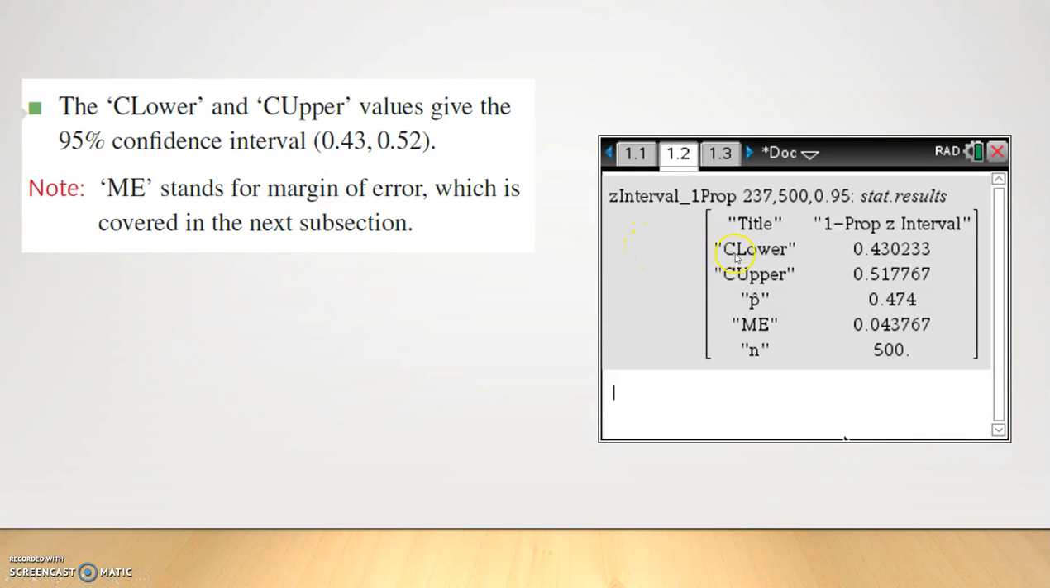And the important things I would look at here are the confidence lower level and the confidence upper level. Here it's telling me that the lower limit of the confidence interval is 0.430233 and the upper limit of my confidence interval is 0.517767. This means that these two values are giving me the 95% confidence interval. Later on, we will look at this value here, the margin of error. On our calculator, 1 prop Z interval is option 5 on the menu.